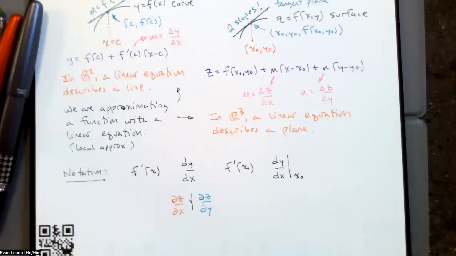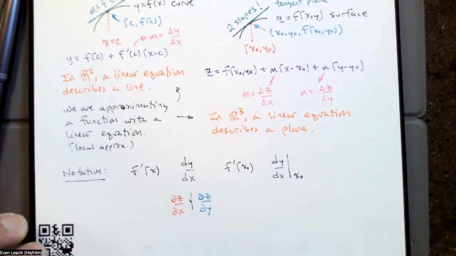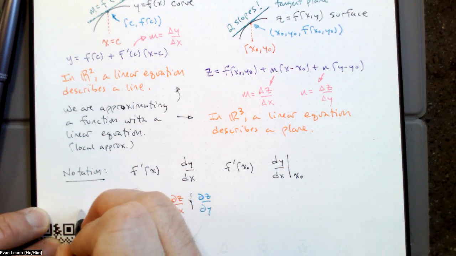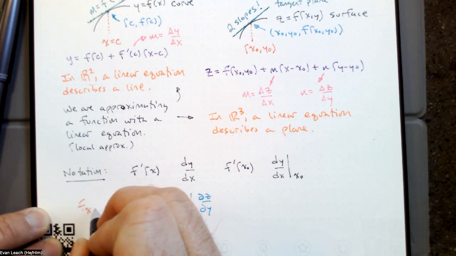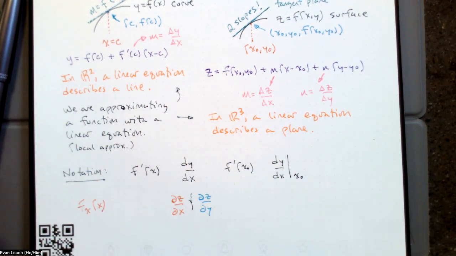So prime is not specific enough. We have two different derivatives. We've got an x derivative and a y derivative. So we can't just say prime, that's no good. So what we do is we create two different notations for our prime style. So we'll say f, we make a subscript of x at x. So there's the partial derivative of f with respect to x.